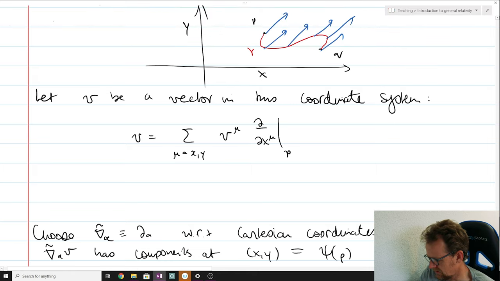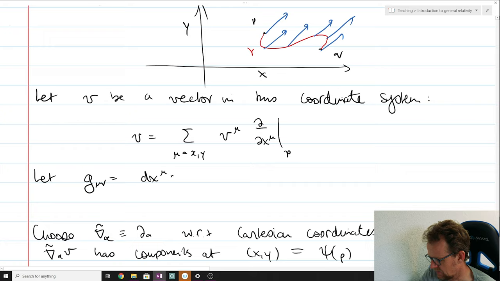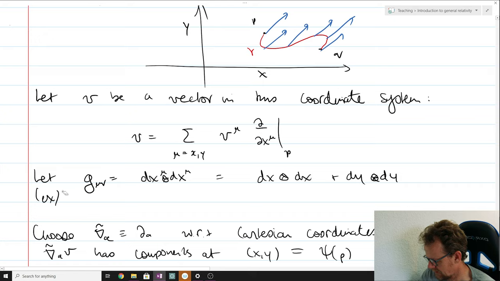So we have a coordinate system. What does the metric, I didn't write out the metric, right? So the metric in this coordinate system is dx tensor dx plus dy tensor dy. And you can prove as an exercise that the Christoffel symbols in this coordinate system vanish.